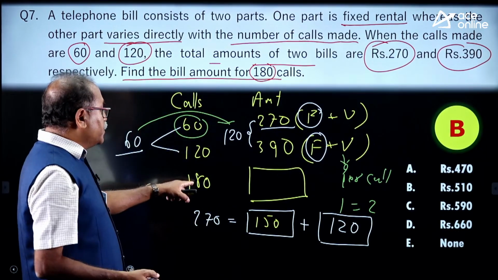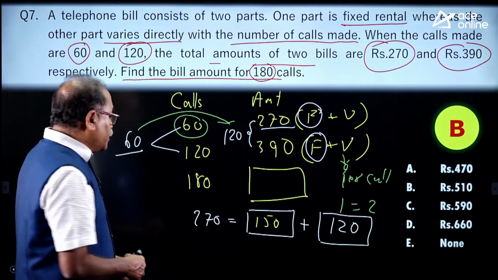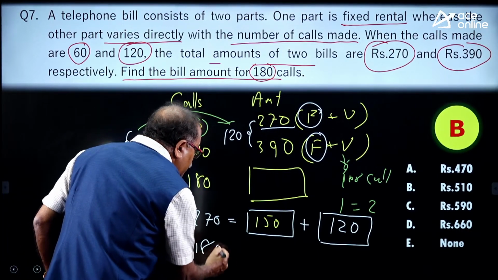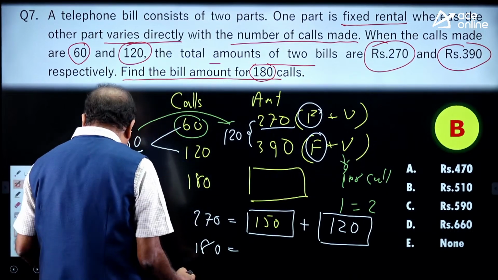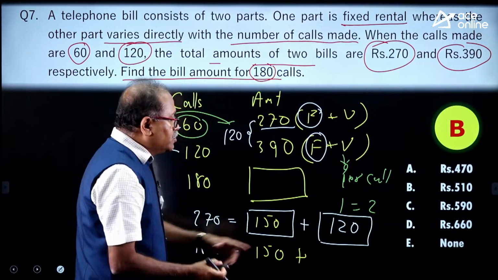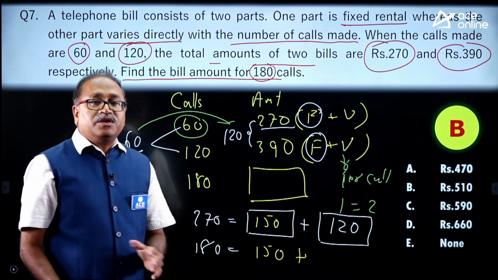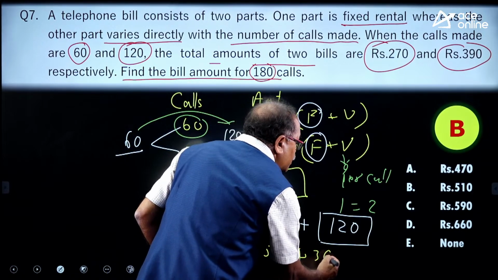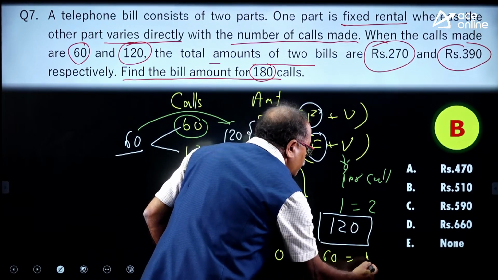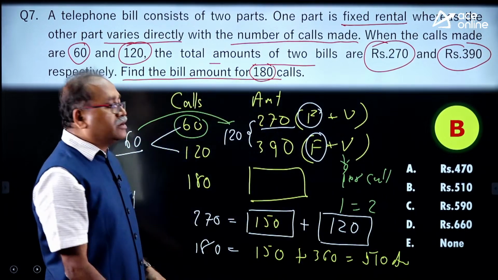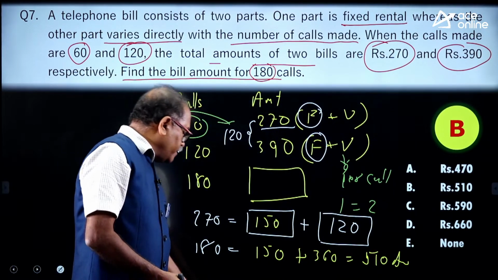So can I find out for 180 calls? For 180 calls, 150 is the fixed expenditure plus per call 2 rupees. For 180 calls, 360 rupees. So when I add up 360 rupees over here, I get 510 rupees. That should be your answer, and 510 is option choice B.